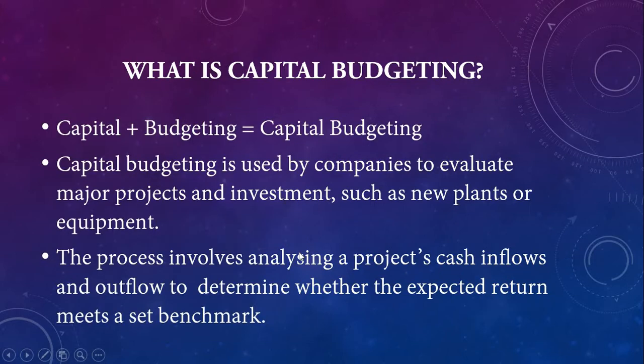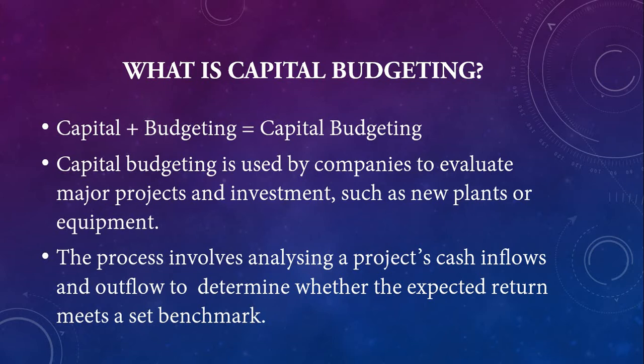Let's start. Capital budgeting is the planning through which companies try to evaluate different projects and invest in the project which gives the maximum return to the company. So suppose there are 4 projects A, B, C and D. The company will choose, out of the 4 projects, the one which gives the maximum return to the company.